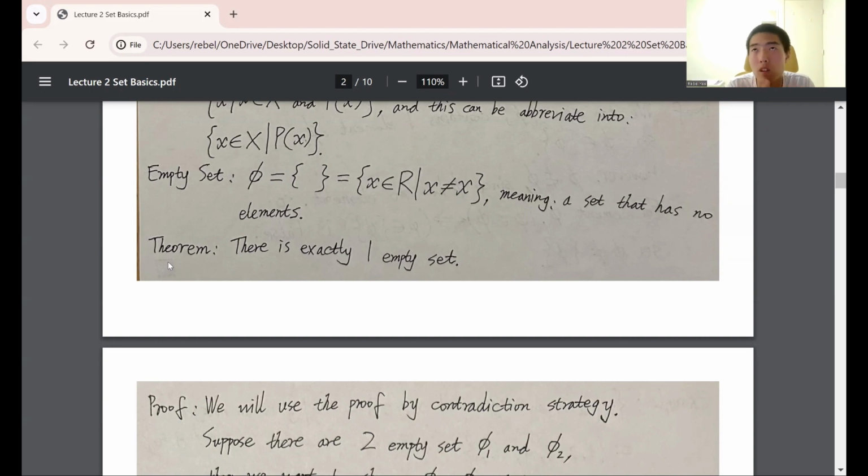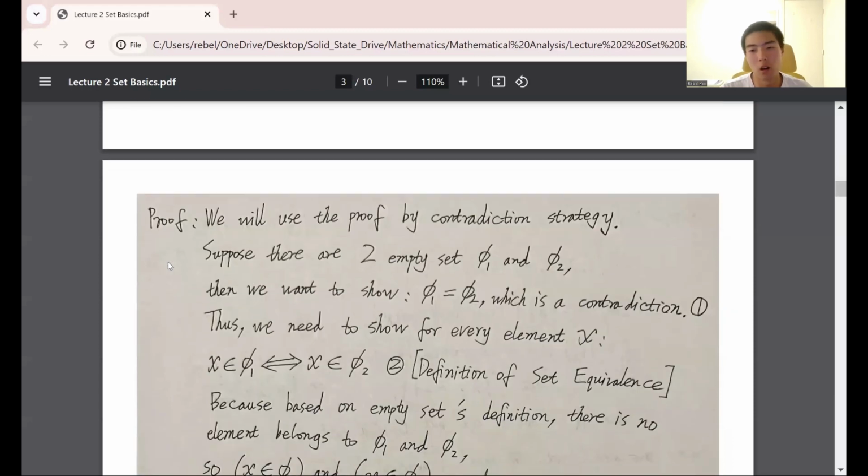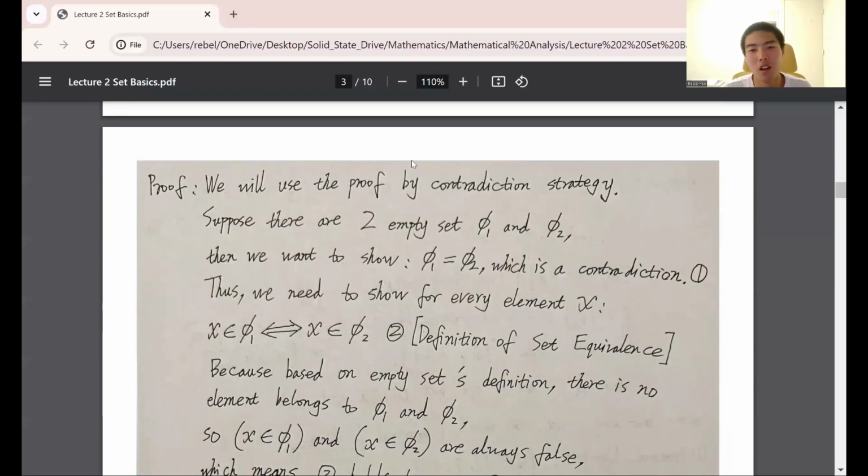Maybe for me, I first thought, well, if I can define another set which also has the property of an empty set, and find out they're equal, right? So there are no two different empty sets, so there must be one. All right, that's my thinking. So I write it in this way, using the contradiction strategy of proving. Suppose there are two empty sets, one and two, and we want to show one equals two. Otherwise we reach a contradiction: there are no two different empty sets.